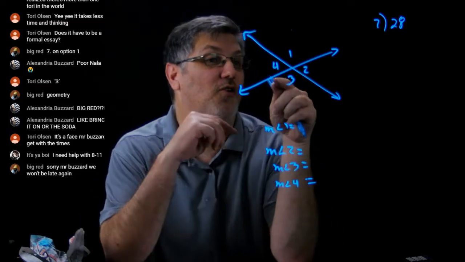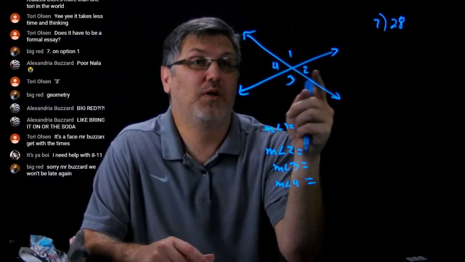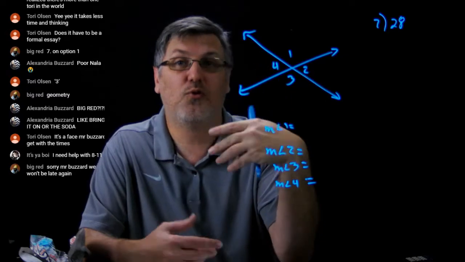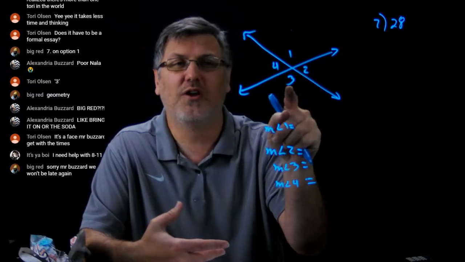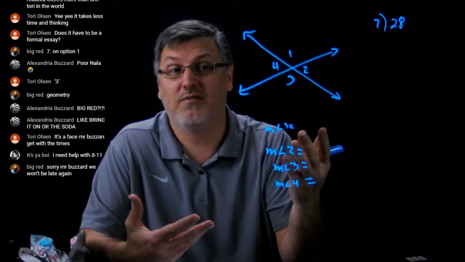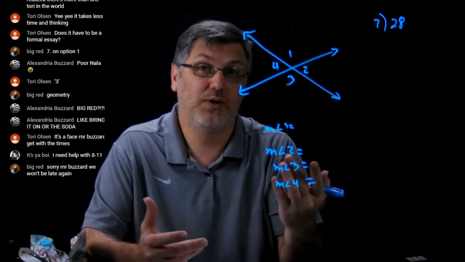Okay. So here's the deal. Angle 1 and angle 3 are the same because these are vertical angles. Angle 2 and angle 4 are the same because they're vertical angles. So once you find 1 and 2, you already know 3 and 4. Easy enough. So 1 and 3 are going to be the same, and 2 and 4 are going to be the same. Piece of cake.